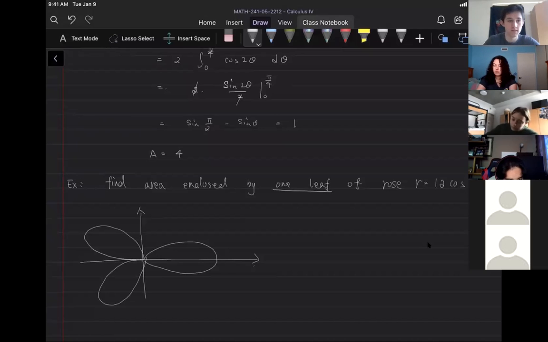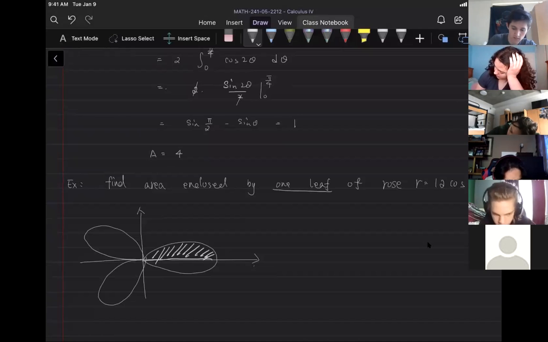So for one leaf, which leaf do you like to choose? Do you want to choose the left two, or the right one when you do the problem? You like to choose this one, right? The right one. But when you do the problem, you can do just one and then multiply by 2 at the end. Okay, please try this.